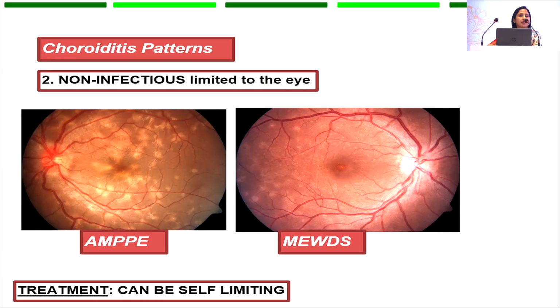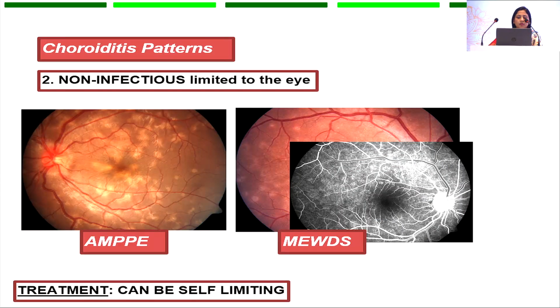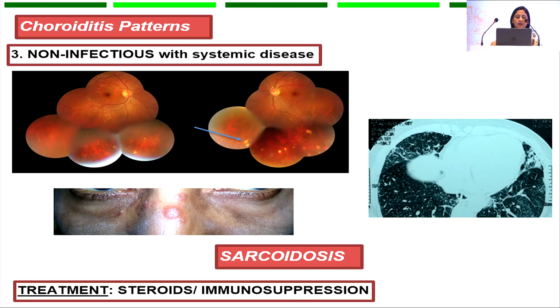The non-infectious types of choroiditis patterns can be APMPPE and MEWDS. In MEWDS, this is the typical wreath pattern that is spoken about, and luckily they are self-limiting, or sometimes you may need oral steroids.